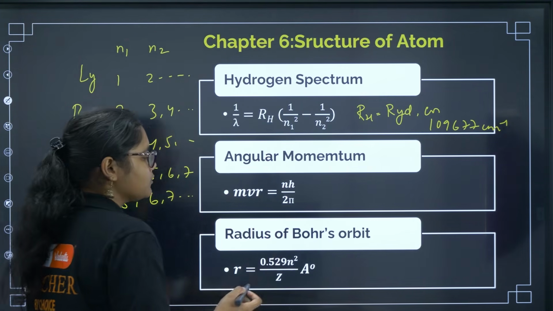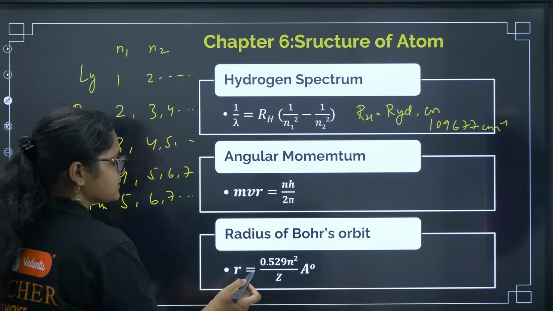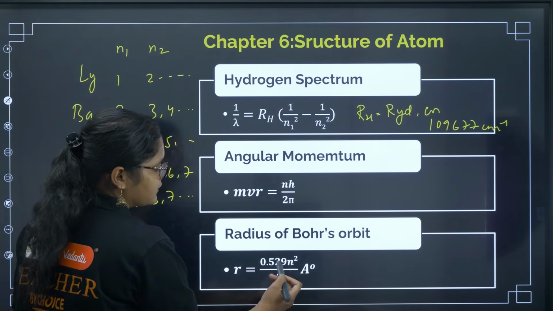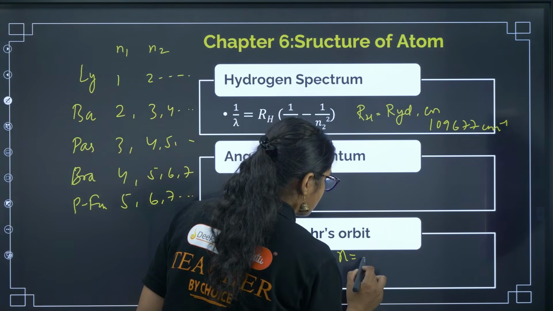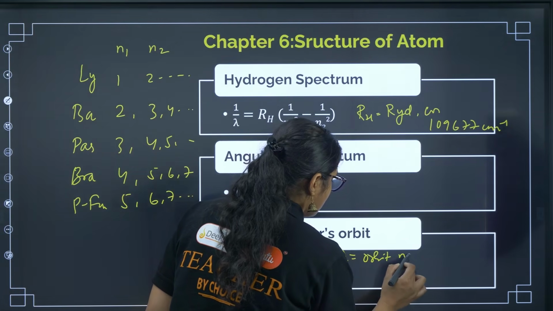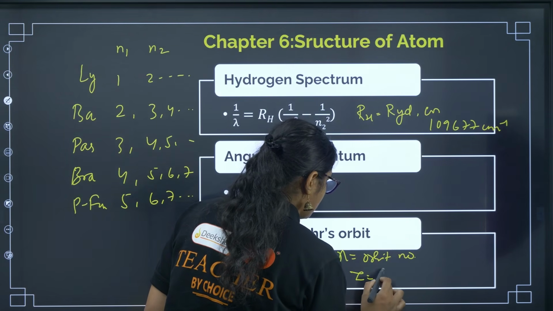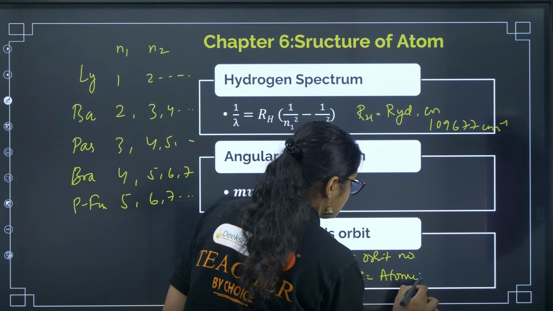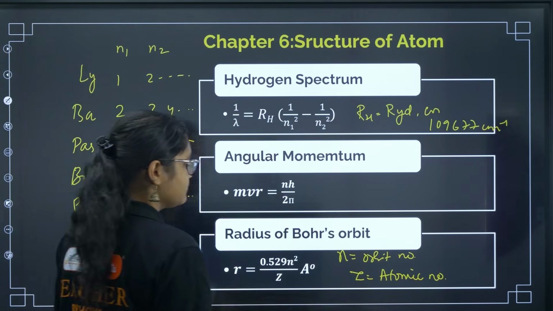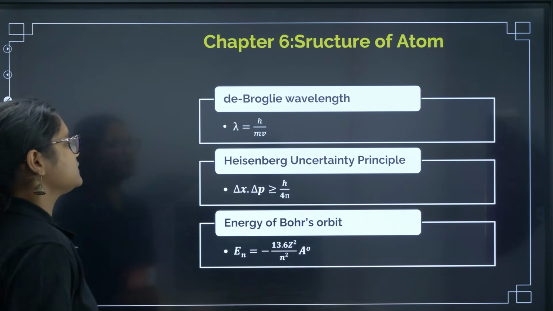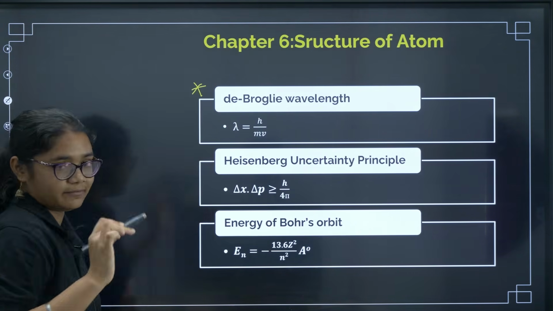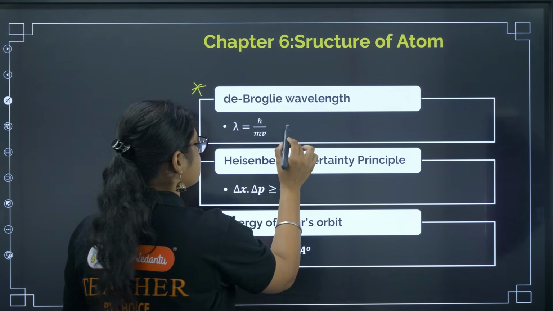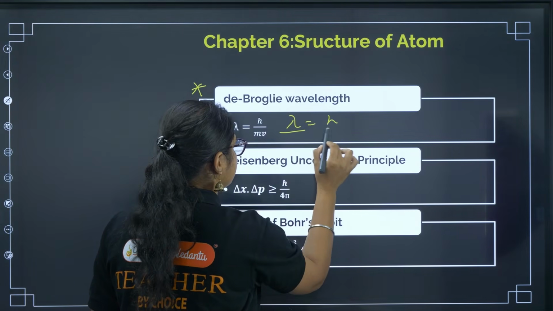Okay. Now coming to the radius of Bohr's orbit, that is 0.529 n square by Z, where n is the orbit number and Z is the atomic number. Okay, clear? Now coming to the next one, this is also very important, de Broglie's wavelength, a very important formula. Lambda is equal to h by mv, or you can write h by p.